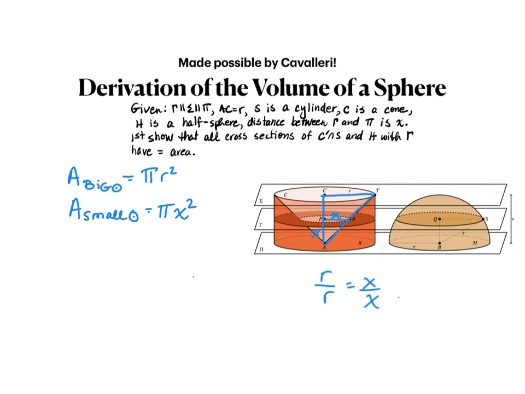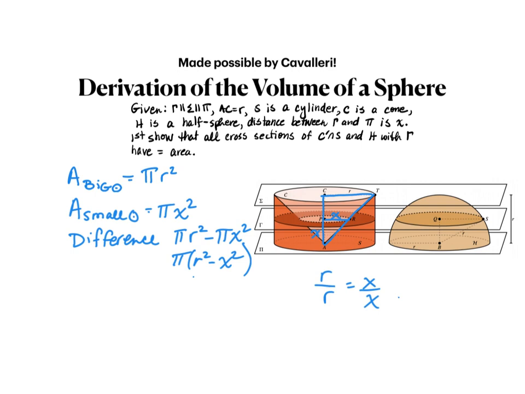The difference is what the area of that annulus is. So I would take pi r squared and subtract pi x squared. And I can factor out a pi just for fun. So that's the area of this donut-looking object.